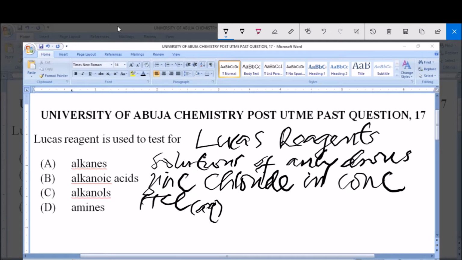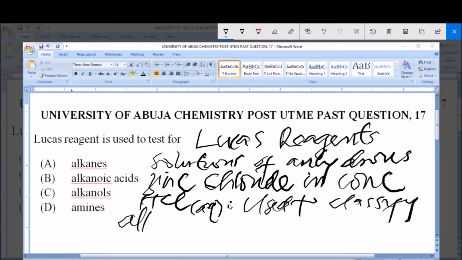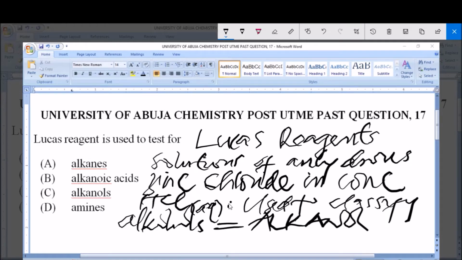Now, this solution is used to classify alcohols, which are the alkanols. Now, to classify alkanols into their various groups, you will use Lucas reagent. Now, alkanols of low molecular weight.